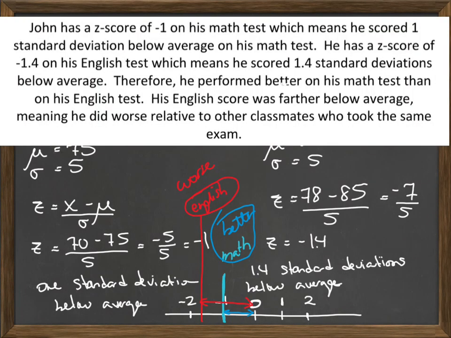So let's summarize our answer. We can say that John has a z-score of negative 1 on his math test, and that means he scored one standard deviation below average on his math test. He has a z-score of negative 1.4 on his English test, which means he scored 1.4 standard deviations below average. So that means that he performed better on his math test than on his English test. His English score was farther below average, meaning he did worse relative to other classmates who took the same exam.